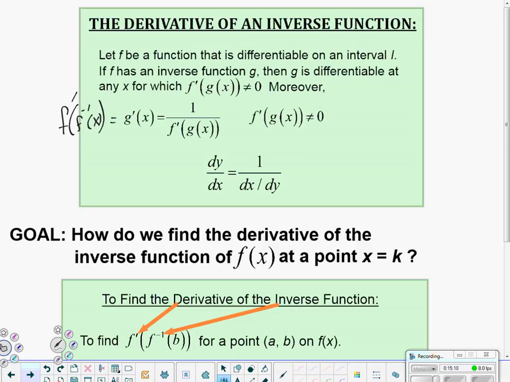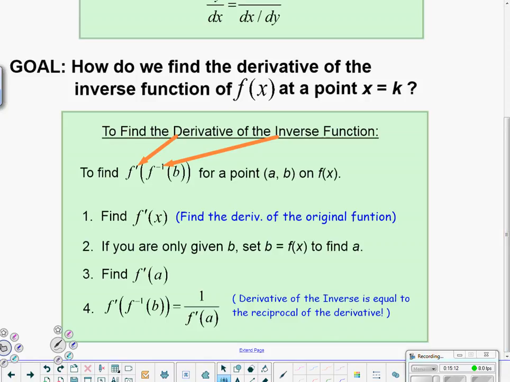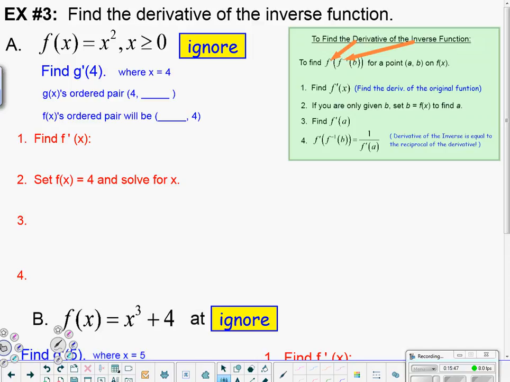Another goal: how do we find the derivative of the inverse function? Well, what we're going to try to do is come up with a way to find the derivative without having to first calculate the inverse. If I have f, I don't want to have to solve this first and find f inverse and then take the derivative of my f inverse, because sometimes finding inverses is not the easiest. So maybe I can get around it if I can find an alternate method, and that is what the instructions here detail. Let me take you through an example.